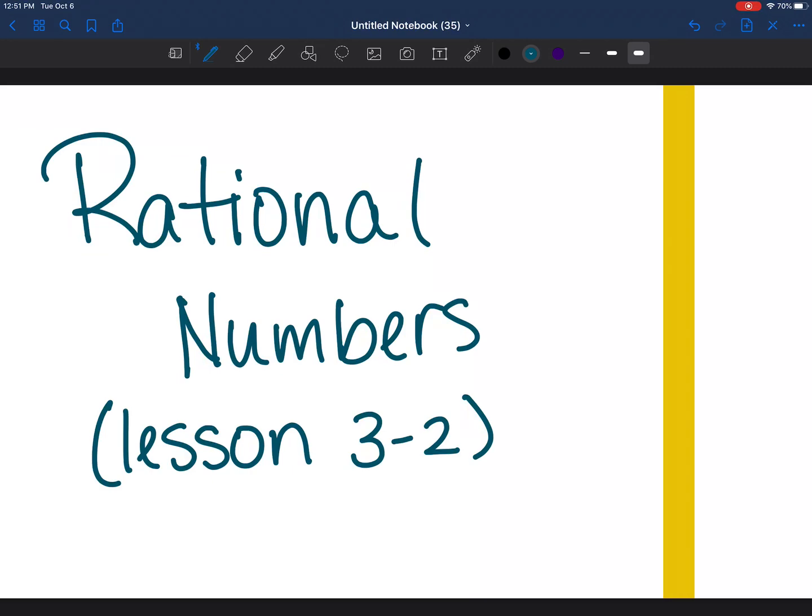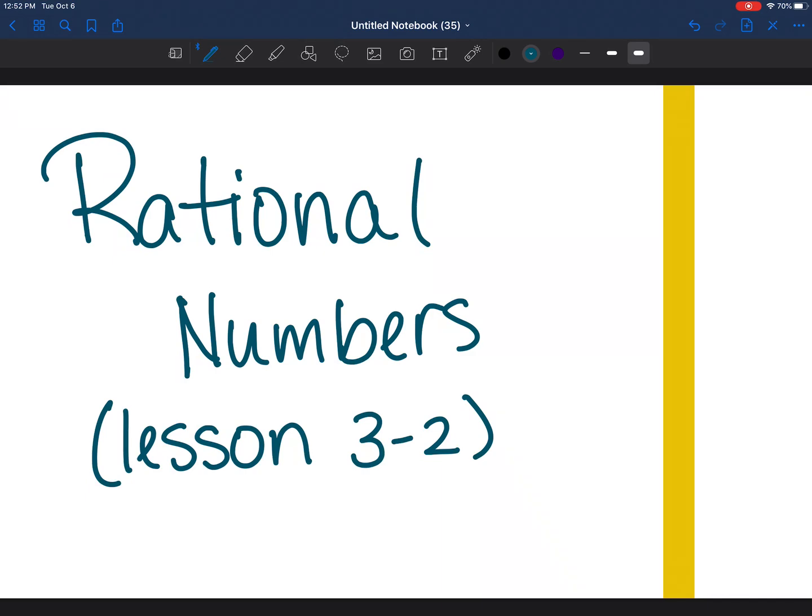All right, today we're going to look at rational numbers, which is chapter 3, lesson 2. Now we have used this word before. Does anyone know what a rational number is? There are a couple people in this room that should know. A rational number is any number that can be written as a what? Fraction. Good.